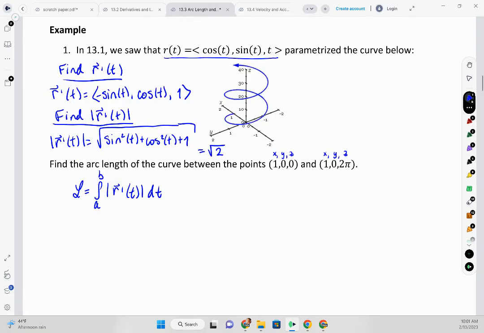What we need now are the a and b values. So we were given x, y, and z values. We need to know what r is going to give us for a t value. Remember that the components of r of t are x of t, y of t, and z of t.